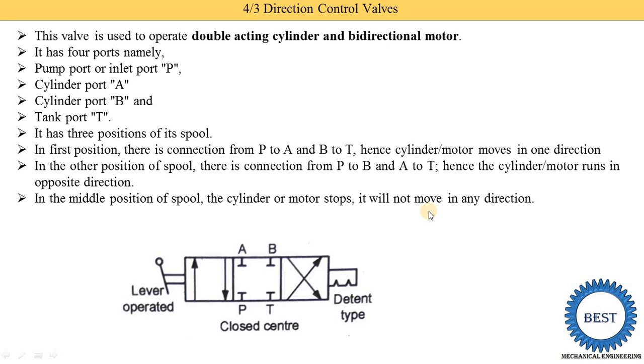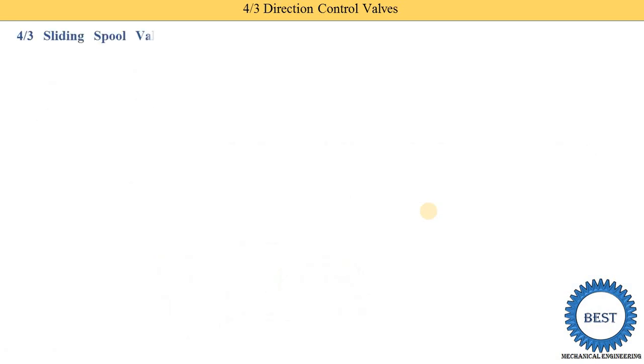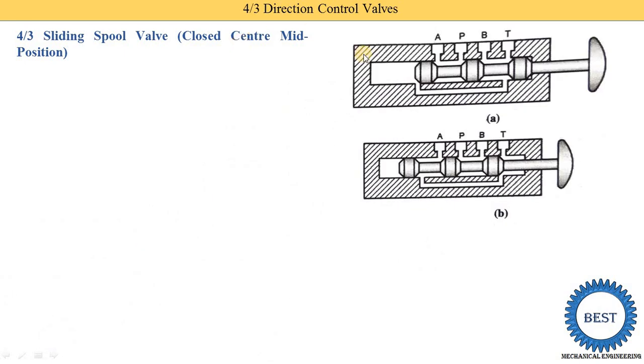There are various types of mid position possible, but here we discuss the closed center type mid position. Now we move towards the first type, that is the 4x3 sliding spool valve with closed center mid position, meaning we use the closed center as the mid position. Now here you see the diagram for the 2 positions. This is diagram A and this is diagram B.